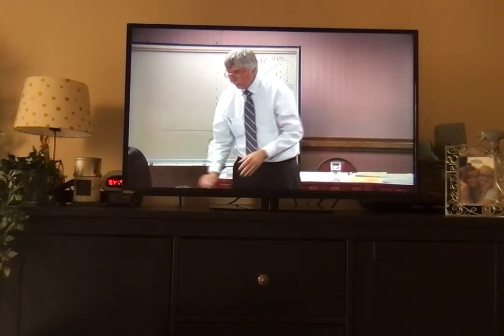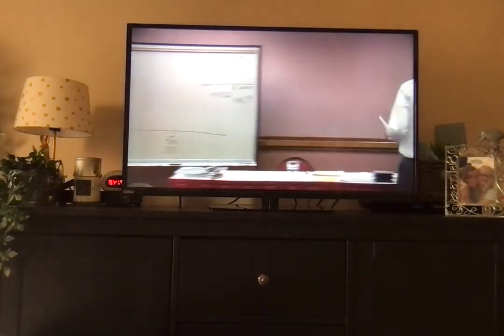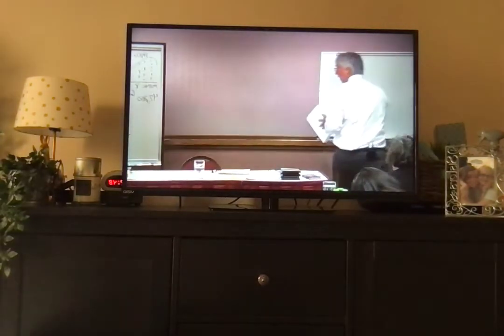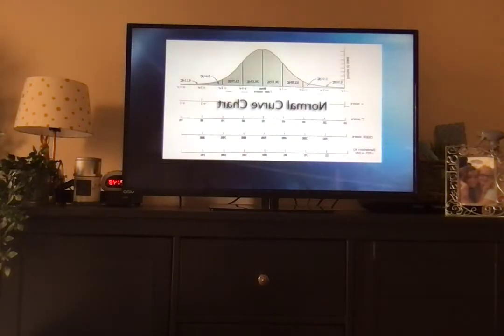Now, let's go back to the normal curve, and you can look at the normal curve on the next page, and I want to identify some of the characteristics of that normal curve.